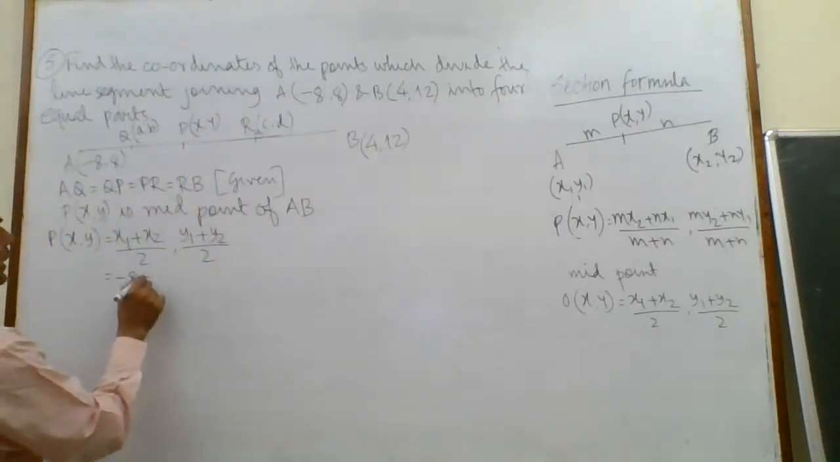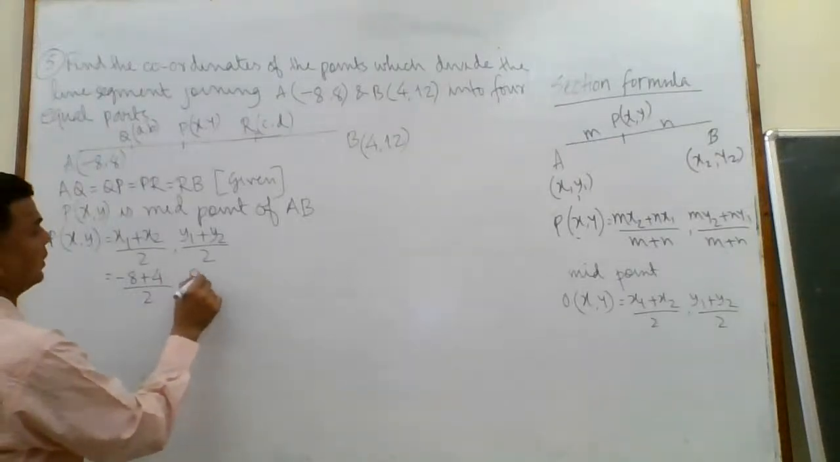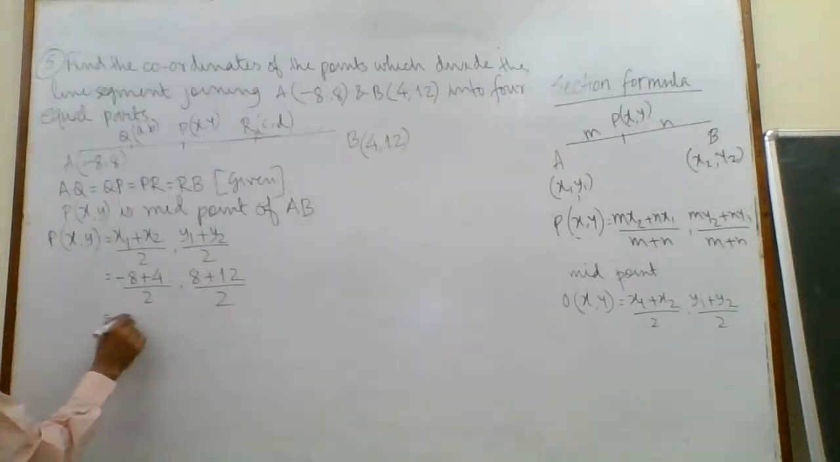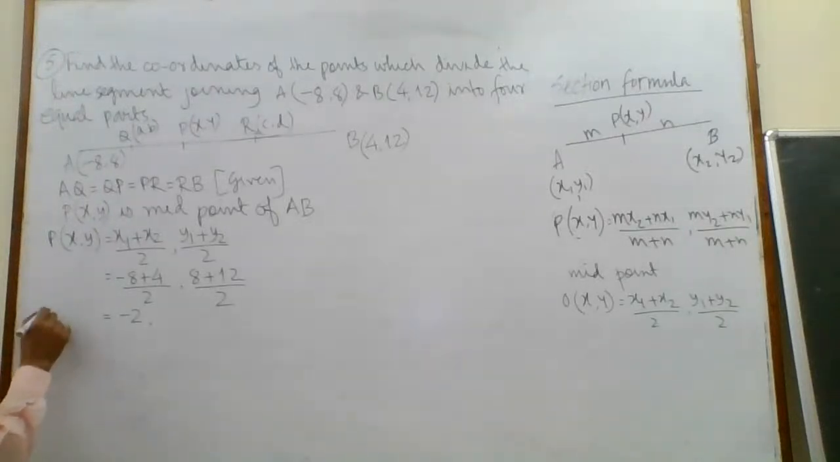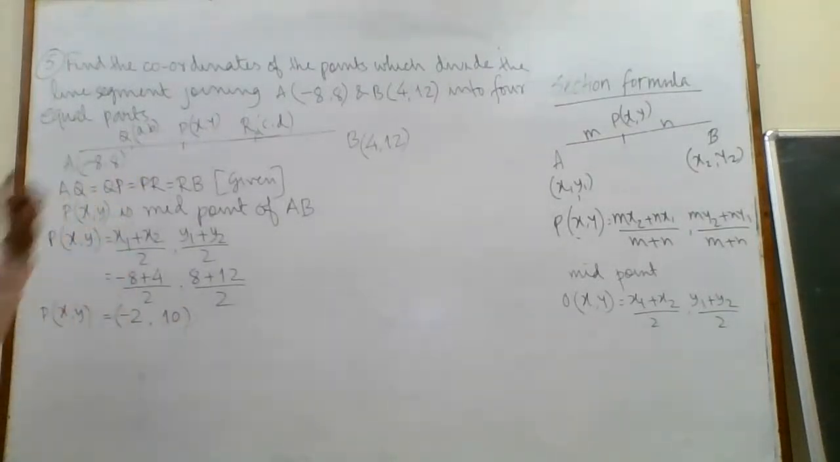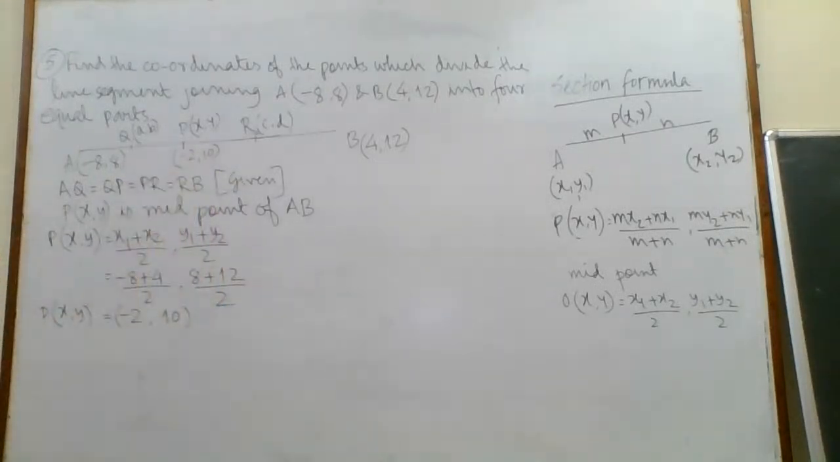So minus 8 plus 4 by 2 and 8 plus 12 by 2. Minus 8 plus 4 is minus 4, divided by 2 is minus 2. And 8 plus 12 is 20, divided by 2 is 10. So point P has been found.